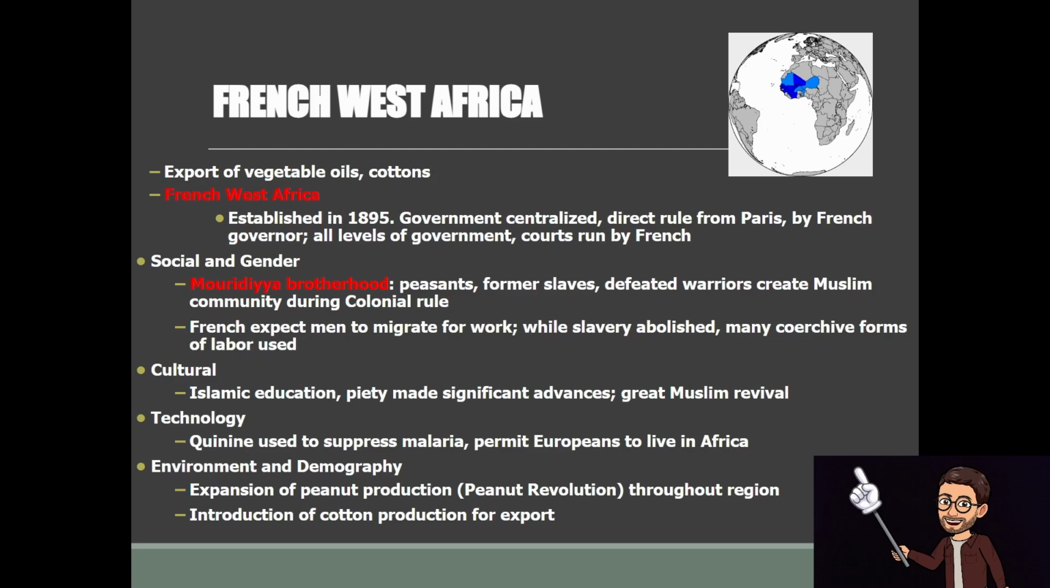Now, the Mouridiyya brotherhood, these are a group of peasants, former slaves, defeated warriors. These all create a Muslim community during colonial rule. And this is really going to be the main pushback against the French. But the French do expect the men to migrate for work.